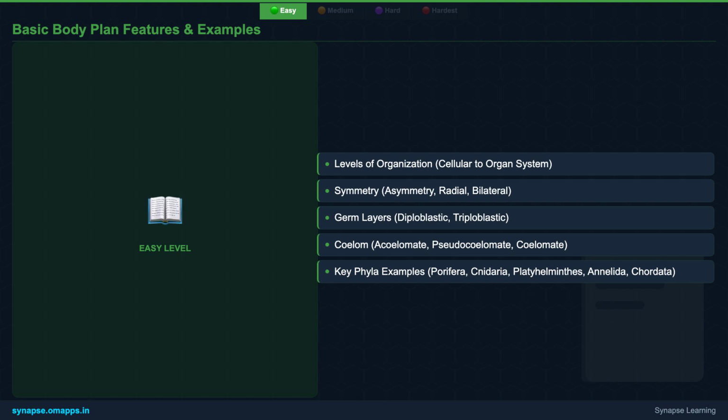These features help us categorize major animal phyla, such as Porifera, Cnidaria, Platyhelminthes, Aschelminthes, Annelida, Arthropoda, Mollusca, Echinodermata, and Chordata, each illustrating a unique combination of these characteristics. We'll see how these basic blueprints manifest in diverse forms.